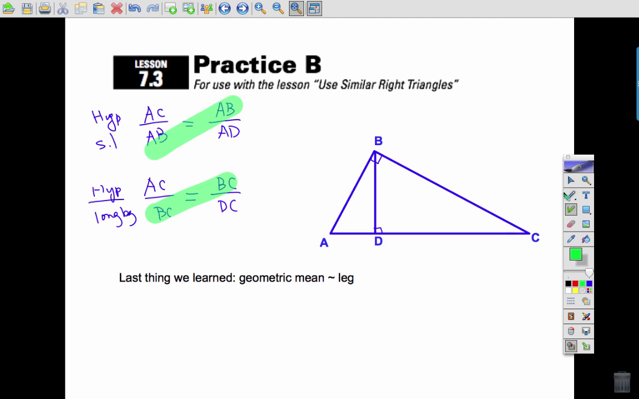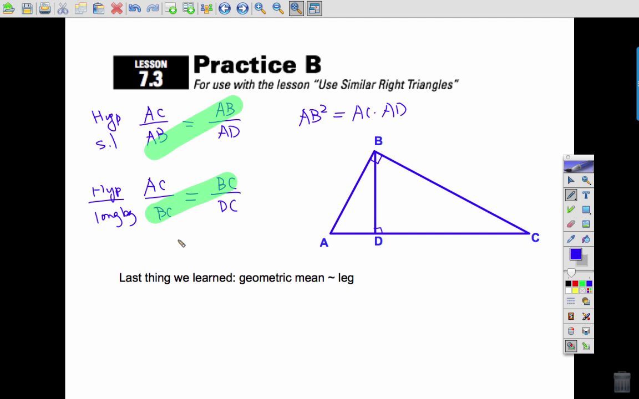So if you want to rewrite them, you can. You can say the shorter leg equals AC, which is the hypotenuse, times AD, which is the segment adjacent to the shorter leg.